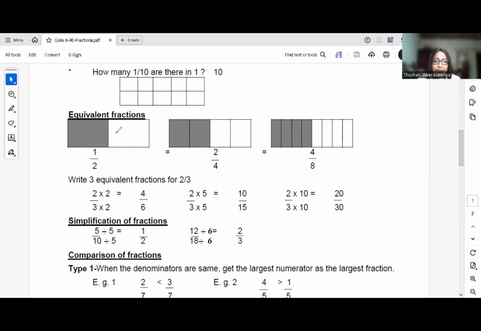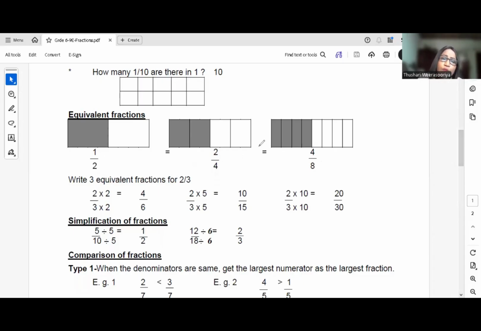Because all have eaten the same portion. So these types of fractions are called equivalent fractions. Then 1 over 2 equals 2 over 4. Yeah? 2 over 4 equals 4 over 8. But when you see by appearance, we feel all are different fractions. But actually, in meaning, all three fractions are equal. That's why it's called equivalent fractions.